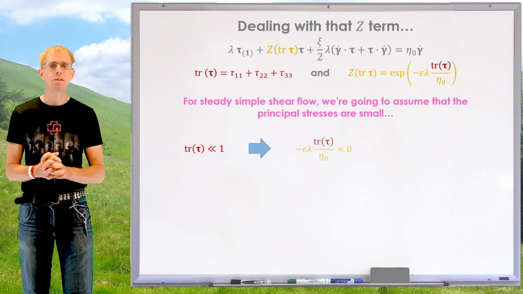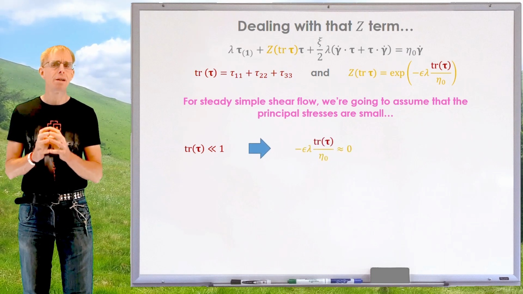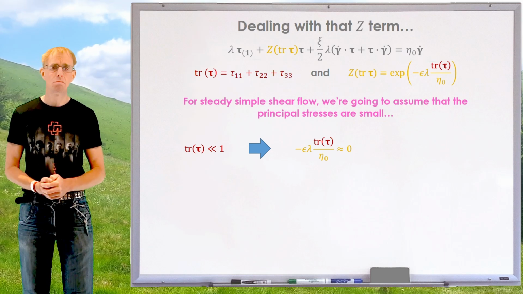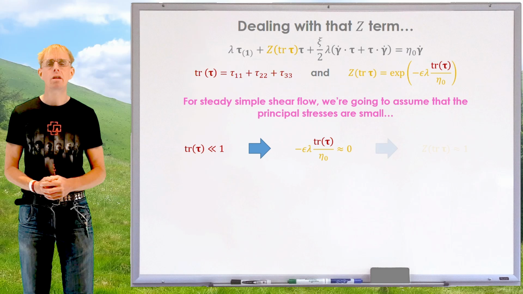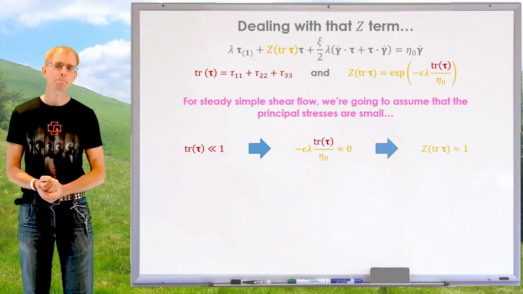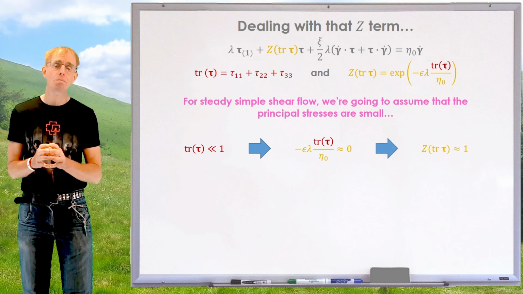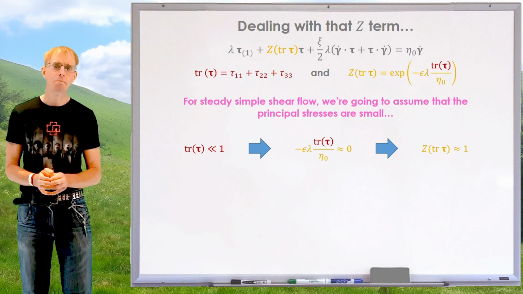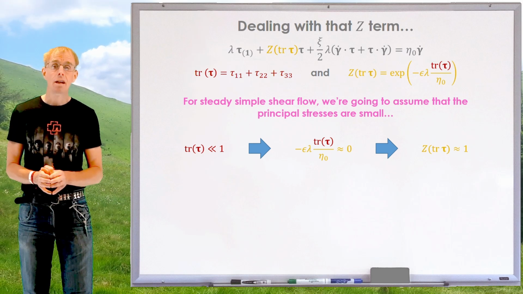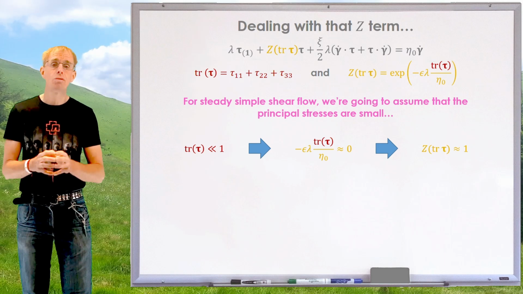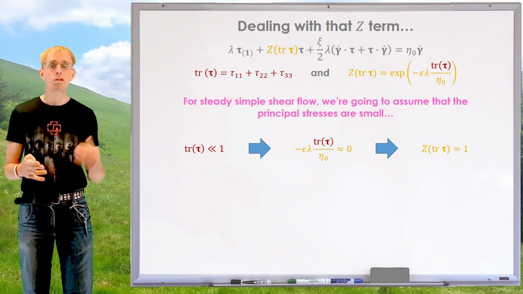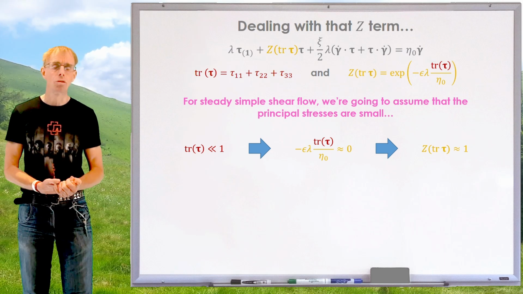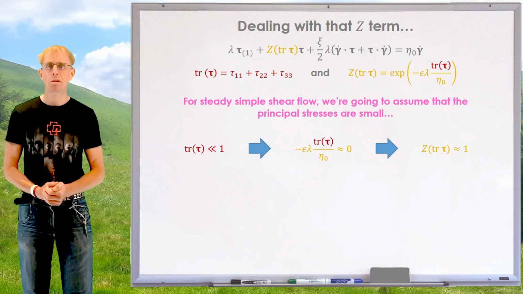But what that means is that the terms wrapped up inside the exponential are about zero-ish, which in turn means that z trace tau is about 1. And that is why we're trying to make this assumption, because z trace tau introduces a nonlinearity. We'll see that again in a minute. But if we can justify removing that nonlinearity by making some assumptions about the nature of the stresses, then actually we can get an analytical solution for the material parameter that we're looking for.